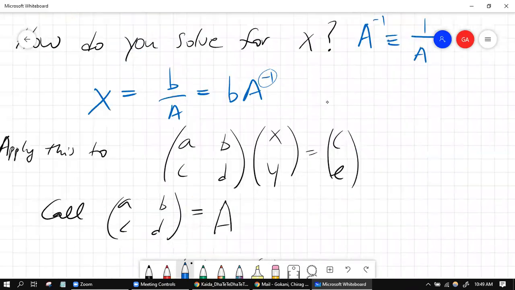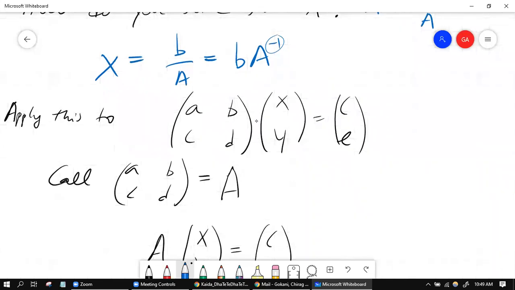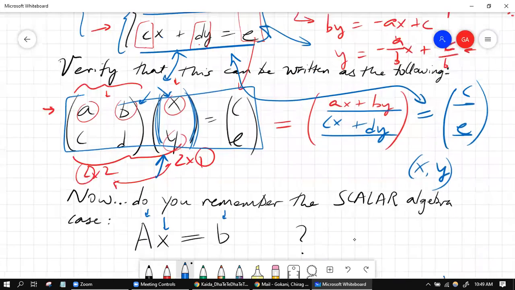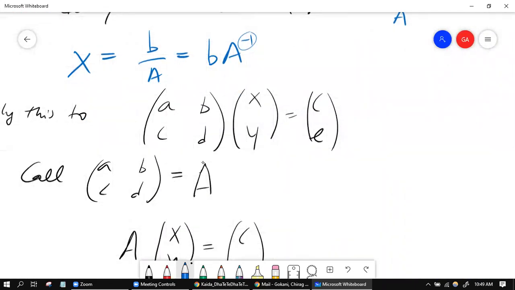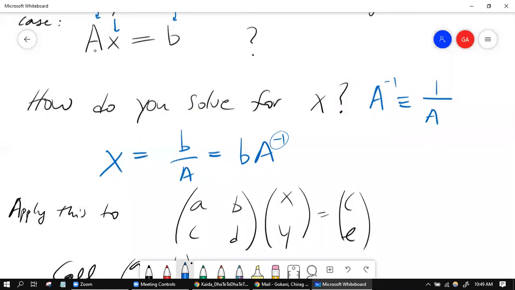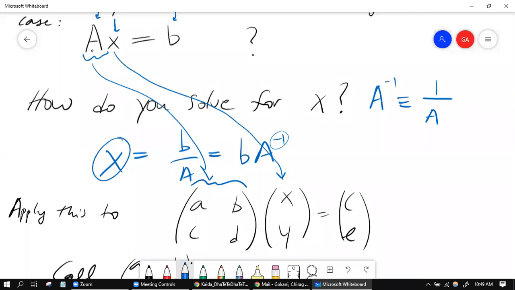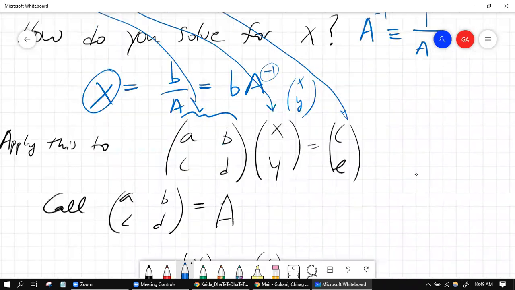Now, let's apply that to this situation. This is the problem, right? A, B, C, D. I showed that this is equivalent to the system of linear equations. So let's call this matrix A. That was the analogy. This is our matrix. And this is like your solution, right? We were looking for x. Similarly, now we're looking for this vector x, y. And your right-hand side, b, is like your C, E.